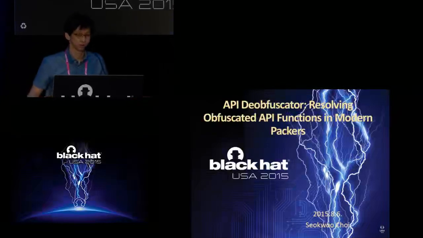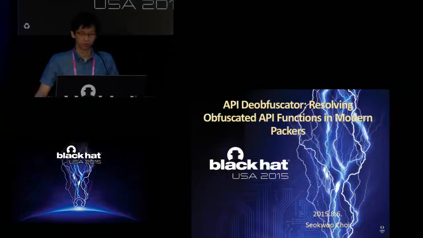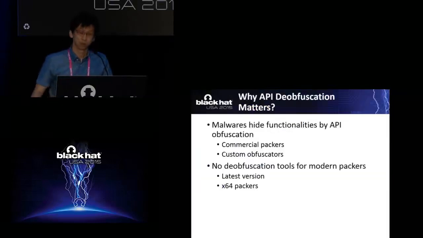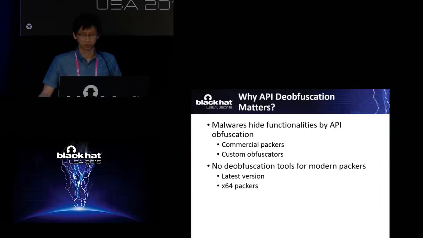Today I will present a talk about API Deobfuscator, how to resolve obfuscated API functions in modern Packers. Why does API deobfuscation matter? Malware hides functionality by API obfuscation. Malware writers use commercial packers such as Themida or Frame Protect to obfuscate their APIs, and some malware writers use their own obfuscation techniques. They even develop their own custom obfuscators.